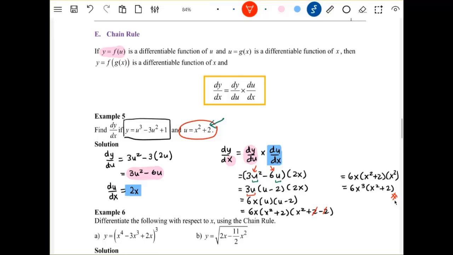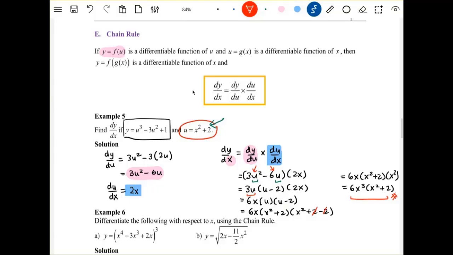Okay, so that's how we do for find the derivative using chain rule. So dia mesti ada y in term of u dan u in term of x. So kena differentiate y in term of u dan u in term of x and then kita akan menggunakan formula chain rule dan simplify, final answer mesti dalam bentuk variable x sahaja. Tak boleh ada variable u. Okay, the next example, we have example 6.